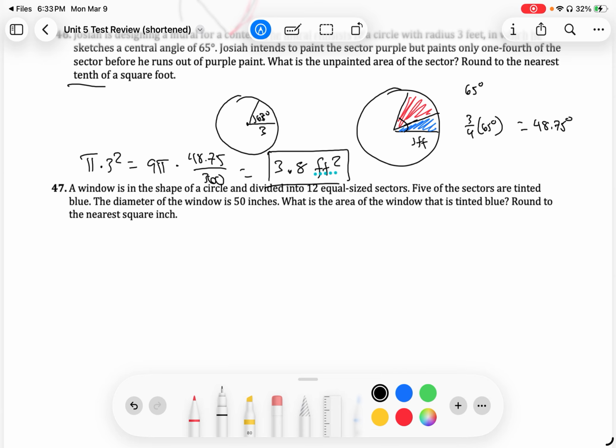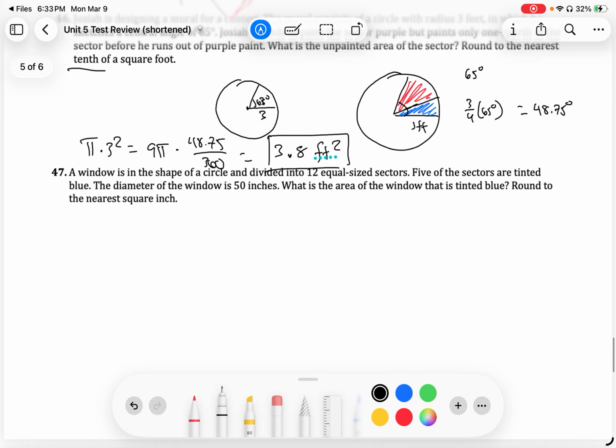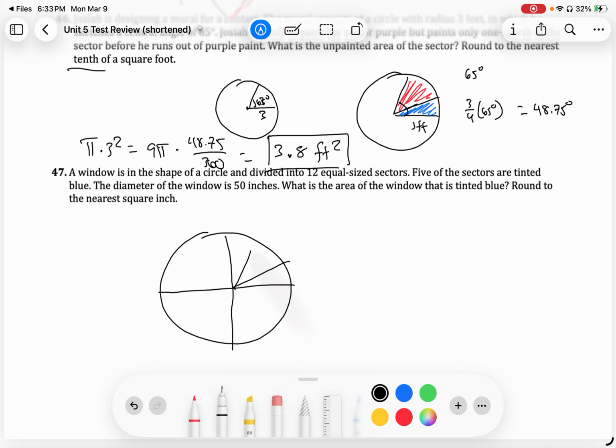A window is in the shape of a circle and divided into 12 equal sized sectors. So if I cut this into thirds, I have 12 sections. 5 of the sectors are tinted blue: 1, 2, 3, 4, 5. The diameter of the window is 50, so the radius is 25 inches. What is the area of the window that is tinted blue?